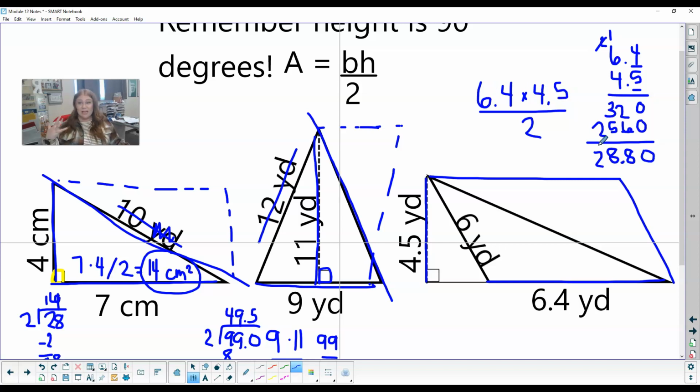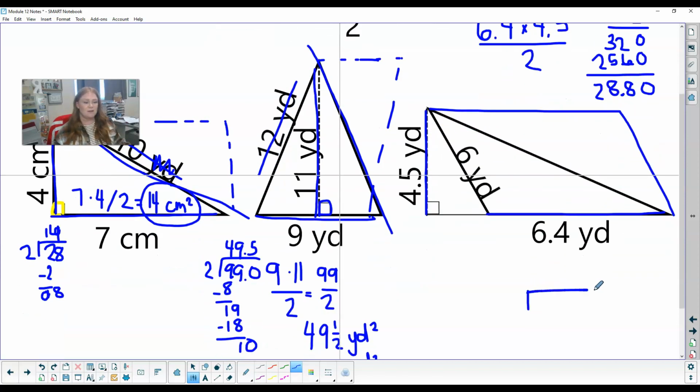Lots of us just want to forget. And we're like, we're done, great, I did that problem. Yay for me, I'm done. But that's a parallelogram. You've got to go cut it in half. So you are not done. We've got to take our 28, because that was base times height, and now that was this whole thing, right? Cut it in half. I'm dividing it by 2.